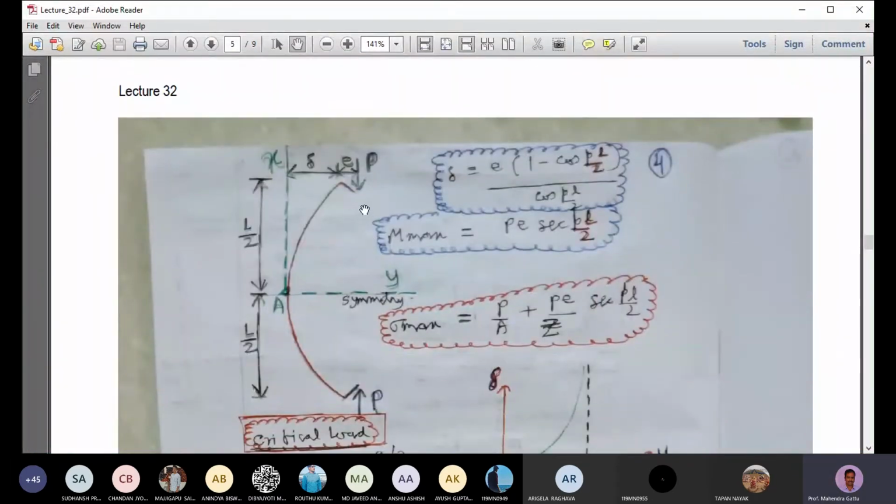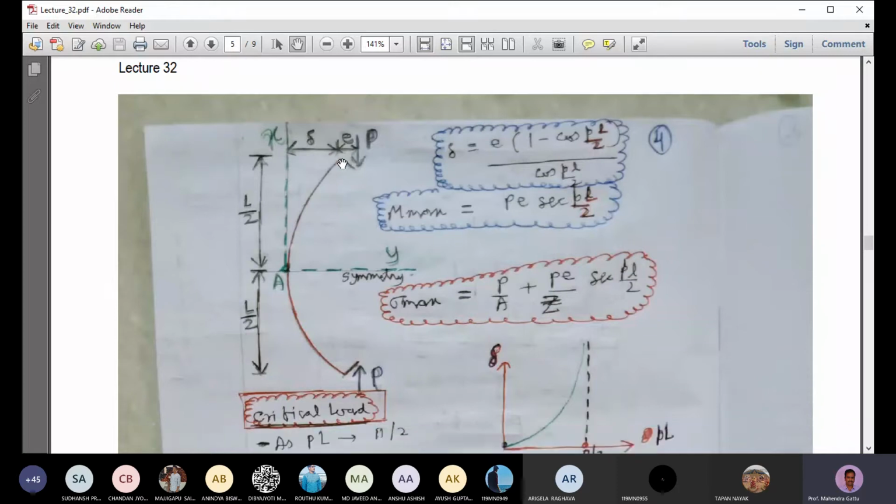Suppose you want to analyze a simply supported column. There is a pin connection here and a roller connection here, and there is some eccentric load being applied. Under the action of the eccentric load, the column will bend, and this is the deformed shape of the column. You see that this is the line of symmetry, and the upper part is a mirror image of the lower part.